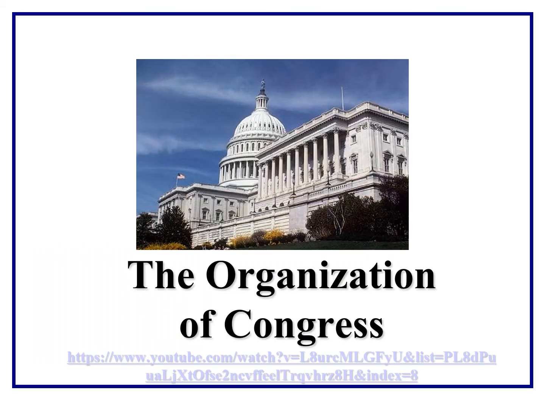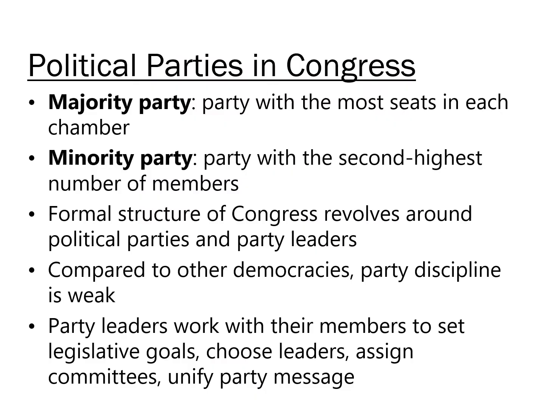Let's look at the organization of Congress, understanding the processes of how they go about things, who is in charge, etc. If you're with me, I'm at number 4, Congressional Leadership on your note-taking guide.